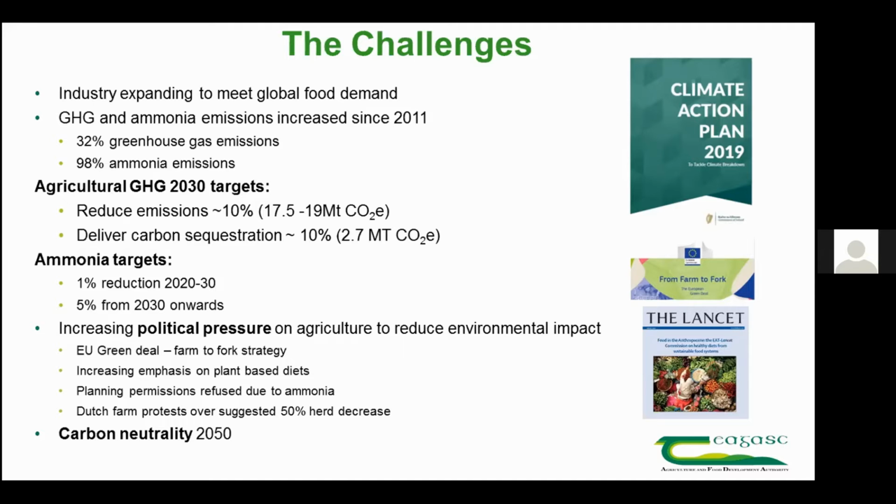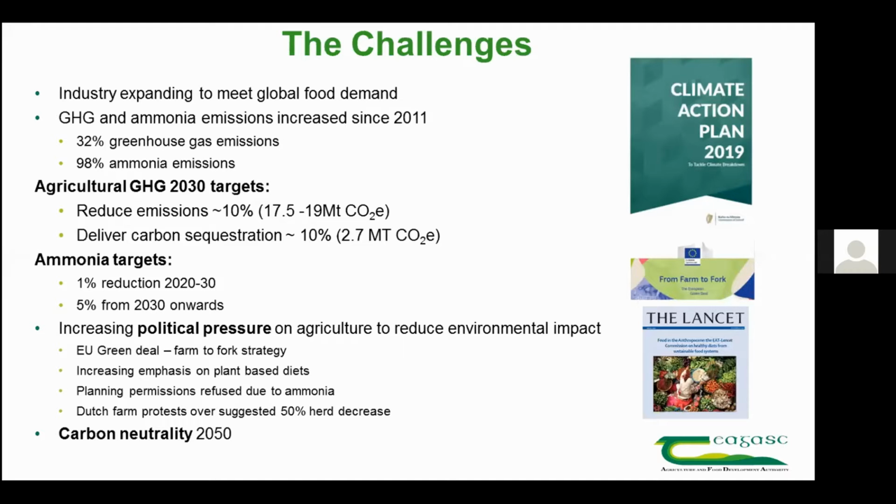So we have challenges both in terms of reducing emissions and also in trying to deliver carbon sequestration to offset emissions, which I'll come back to later. In terms of our ammonia targets, we're already in breach of our ammonia ceilings under the National Emissions Ceiling Directive. We have a 1% reduction target from 2020 to 2030 and 5% from 2030 onwards.